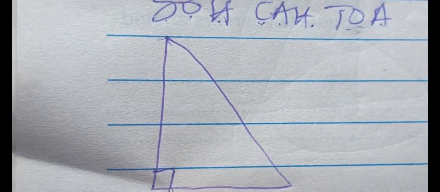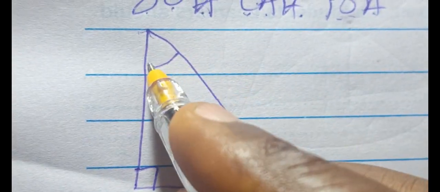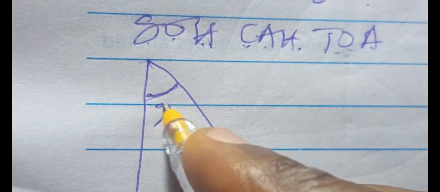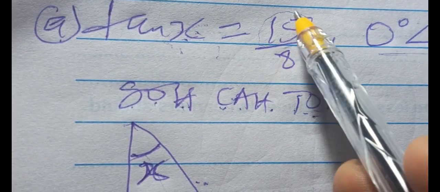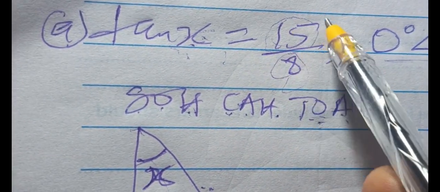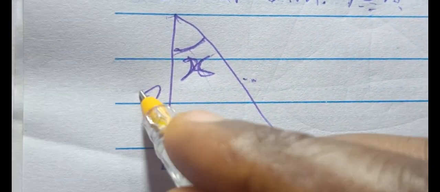In the triangle we are constructing, we can put our angle x at any place. Let me put it here. When you put it here, this is your opposite, because the angle is looking at it, this is your adjacent, and this is the hypotenuse. Tan x means opposite over adjacent, so the opposite is 15 and the adjacent is 8.